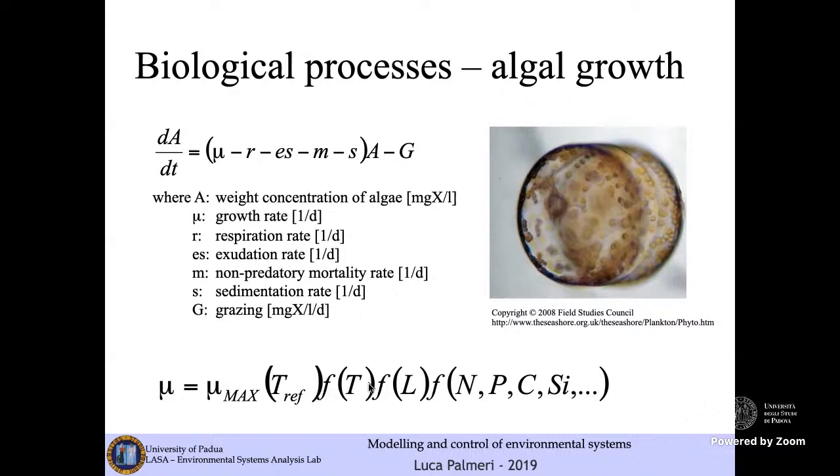Here we are combining the limitation effect due to temperature, through a function of T, the limiting effect due to light through a function FL, and the limitation effect due to the presence of nutrients N, P, C, and silicates. So these are functions. This function may be a function of the concentration of nitrogen, phosphorus, carbon, or silicates, or some other elements that are fundamental for the synthesis of bioorganic molecules.